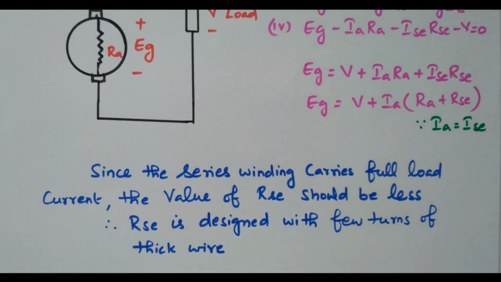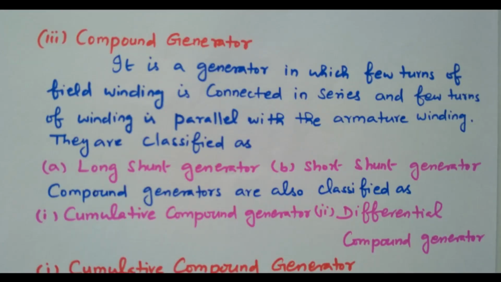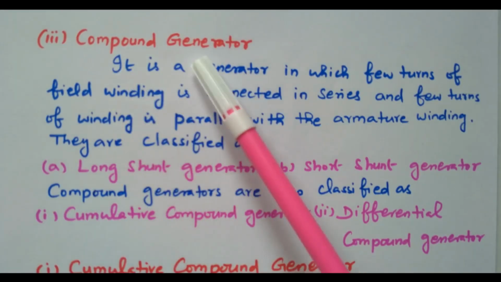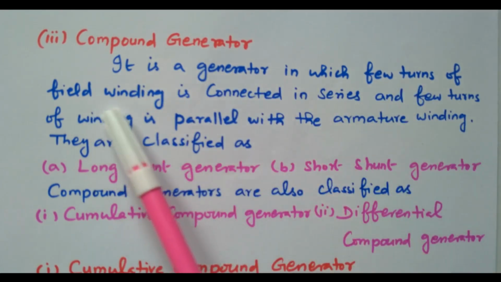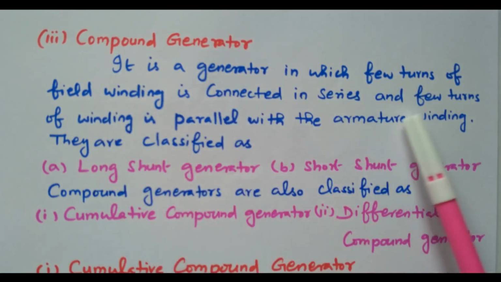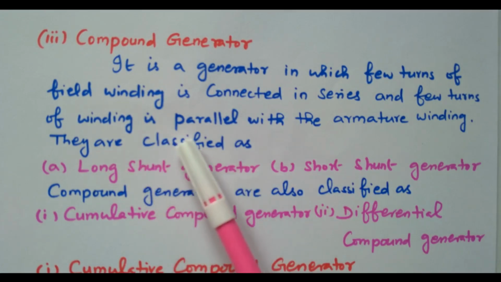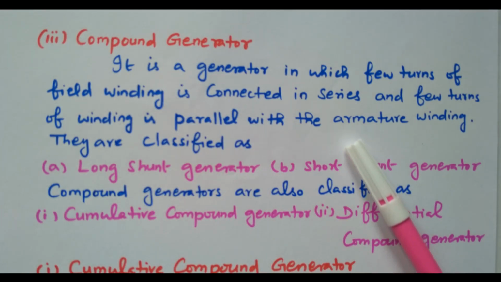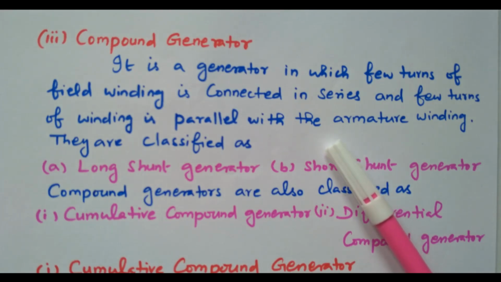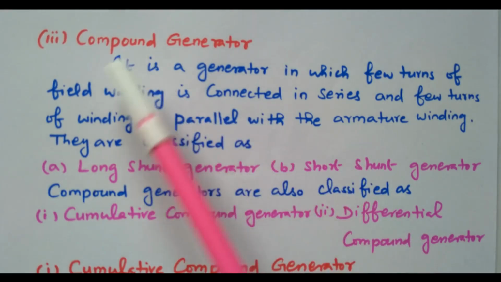Now, we will go to the third type. The third type is a compound generator. That is, a generator in which a few turns of the field winding are connected in series, and a few turns of winding are connected in parallel with the armature winding. So both series as well as shunt, series as well as parallel, are connected. The field windings are connected in series as well as parallel, both are available. So that is called a compound generator.